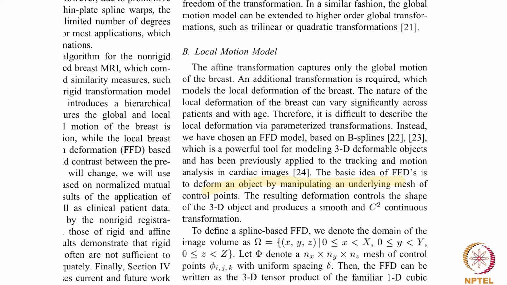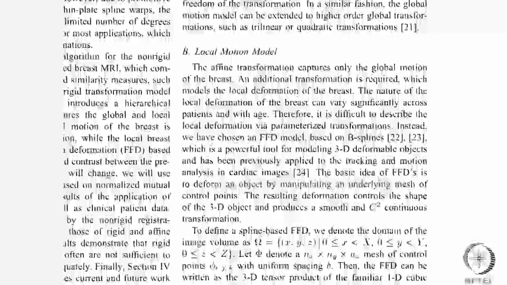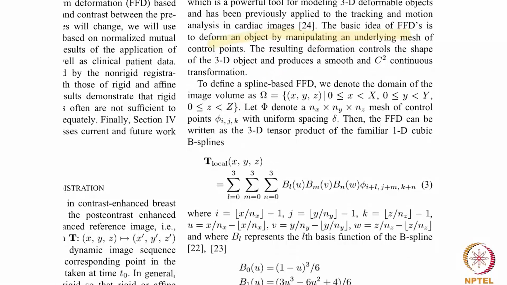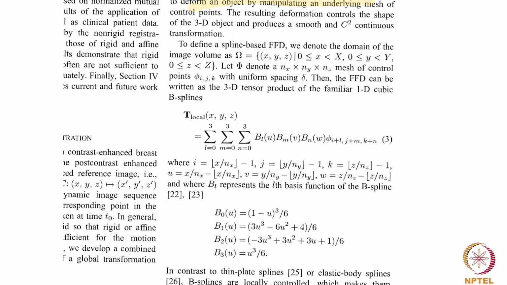Okay, so we did something similar for Demons. We did a Gaussian smoothing. Okay, so they don't do that. Instead, this regularization, or the constraint, is obtained using the B-splines. Okay, so here is what the model looks like. I will show the model. The local deformation is given by the following formula here. It's basically using cubic B-splines. Okay, how does it work? So we have a set of control points, a mesh of control points nx, ny, and nz.